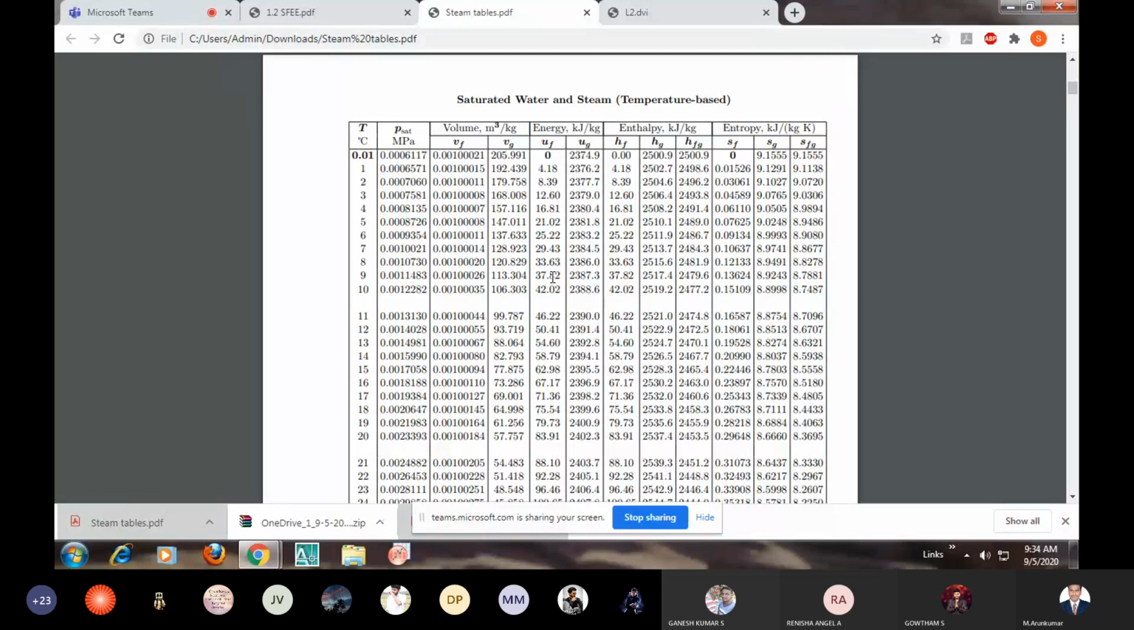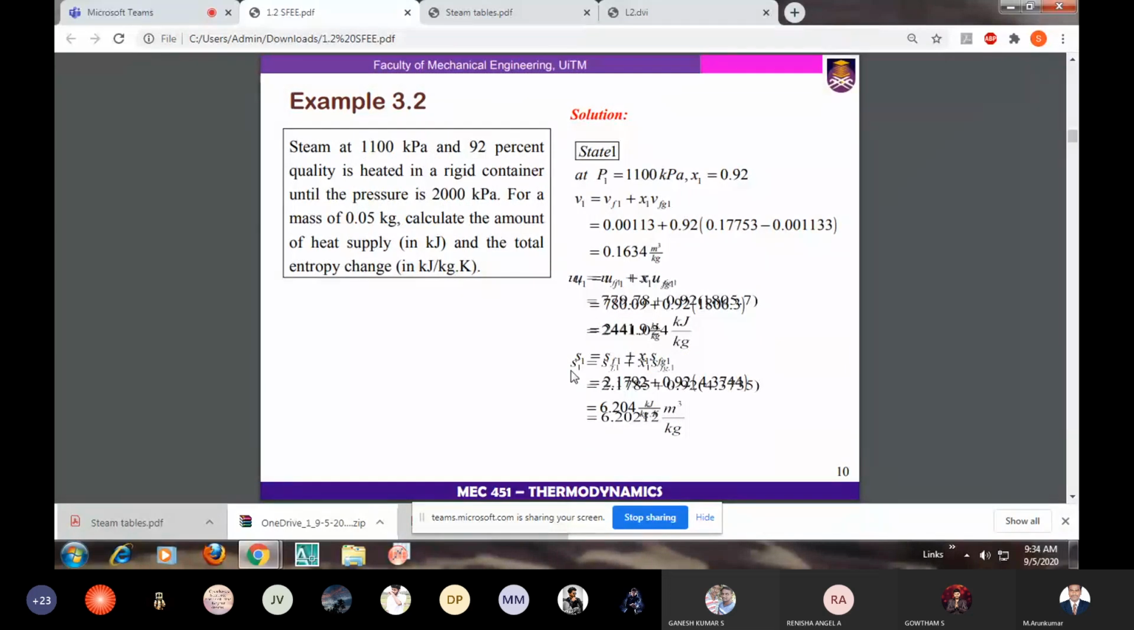Then we can also find the value of S1 by using the same formula, Sf1 plus X1 into Sfg1. We can take values from the table. We are finding these U1 and S1 values because in the steam table these two were not available, so we have to find them.